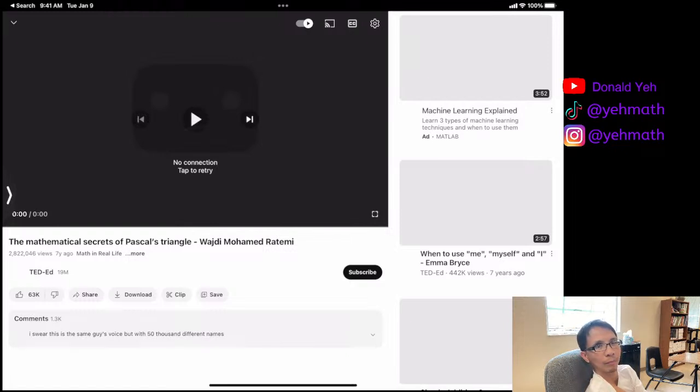Take a look at what row 6 adds up to: 1,771,561, which is 11 to the 6th.